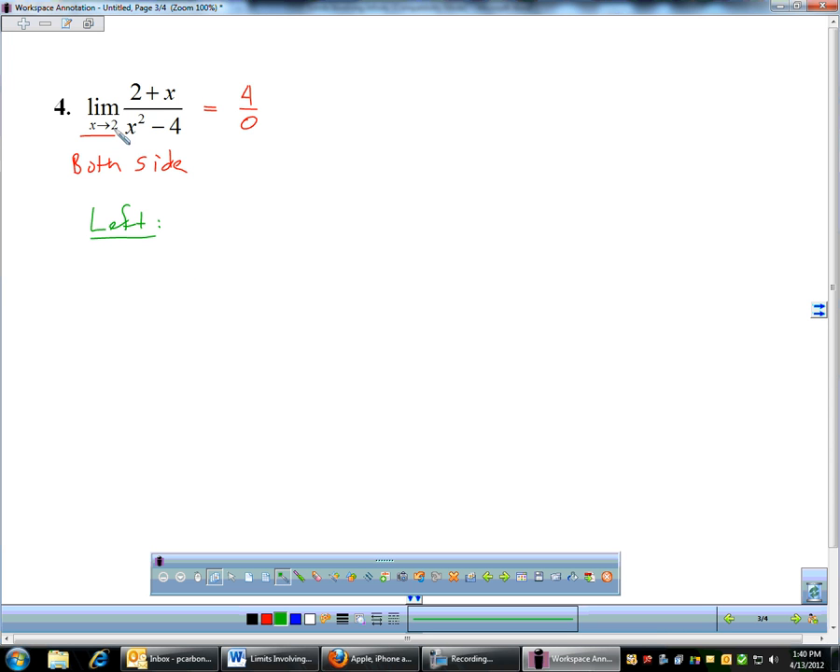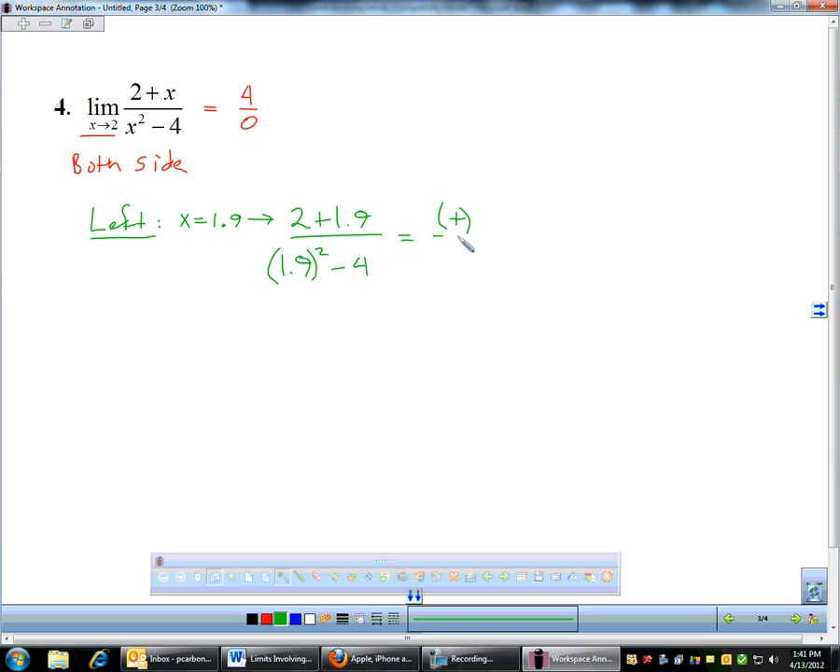If I'm on the left side of 2, I'm going to plug in something like 1.9. And when I plug in 1.9, I get 2 plus 1.9 divided by 1.9 squared minus 4. Okay, 2 plus 1.9, that's a positive number. 1.9 squared minus 4, that's going to be negative. And if you can't figure that out in your head, remember, I'm going to let you use 4-function or scientific calculators on this test. But 1.9 squared minus 4 is negative. A positive divided by a negative is negative infinity. So I know the left side is going to negative infinity.